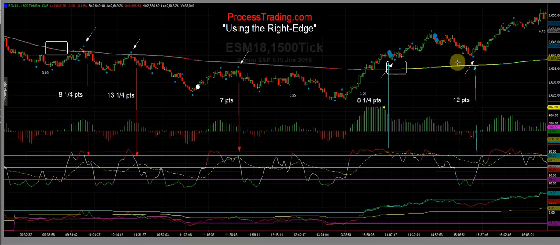And to the upside, when the timing alert dots are below the price bars, you're going to take a long trade because the Process Trading VWAP line was yellow with the green indications within it. Then you place your order entry 2 points above the high of the bar with the timing alert dot. Had you done that in this case, you would have made 8.25 points, 13.25, 7 points, 8.25 points, and 12 points.